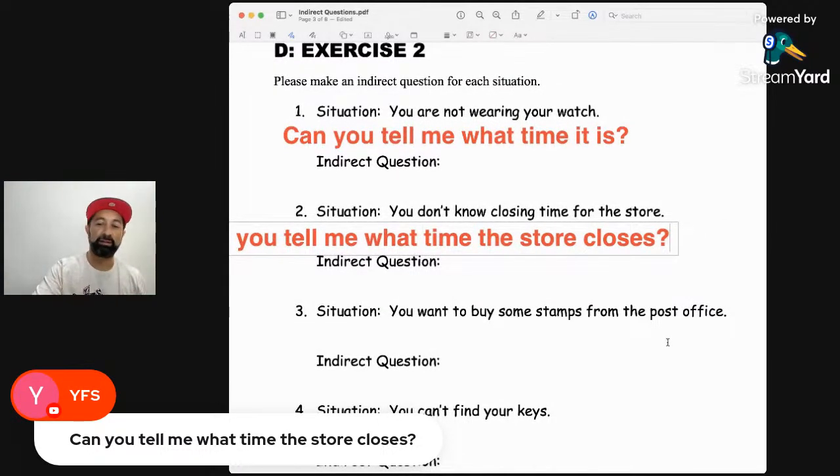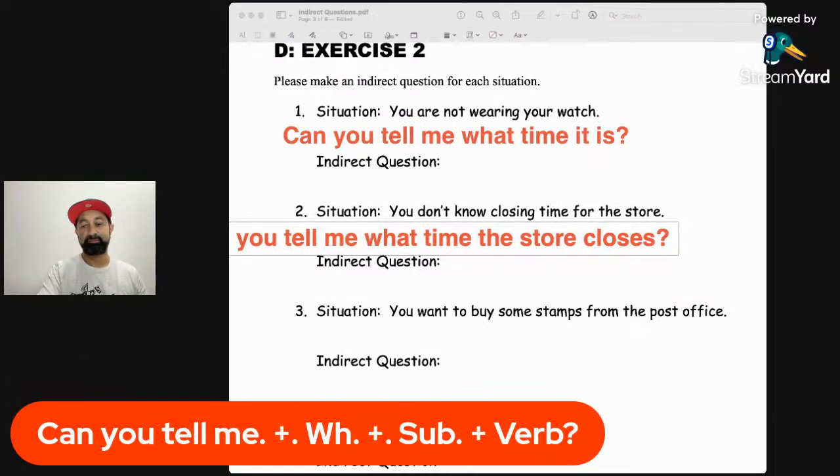Situation number 3. You want to buy some stamps from the post office. Maybe you're traveling, you bought a postcard, you want to send the postcard to your family, but you need a stamp. So you're in the hotel, you ask the concierge or you ask the front desk. What question will you ask them? And do we use "do you know" or "can you tell me"?